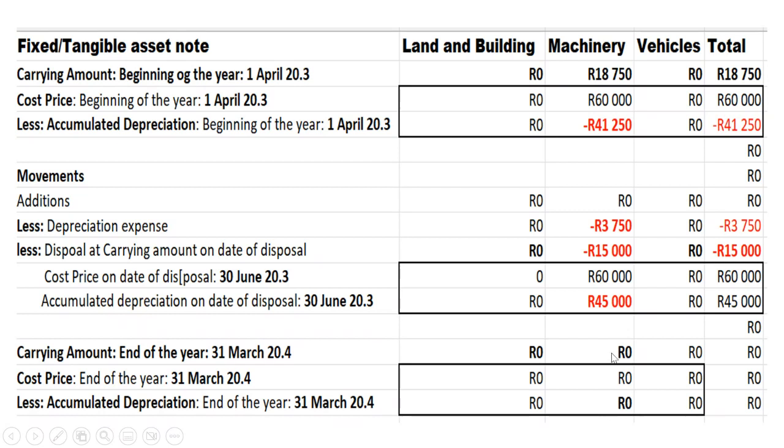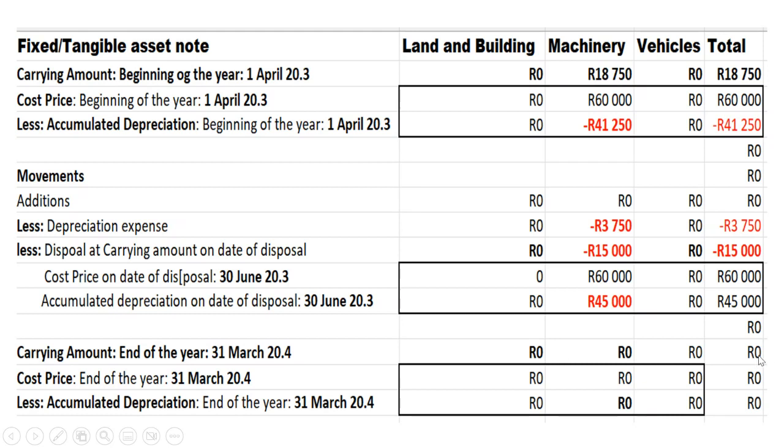It shows that this machinery has been removed from the books now. It's no longer there. We just need to take it out. And then the figures will also be the same at the end, the totals, because we're only talking about machinery. But if there were other figures here for land and building and vehicles, it would have been different. So we know now that the carrying amount at the end of 31st March 20.0 is 0.